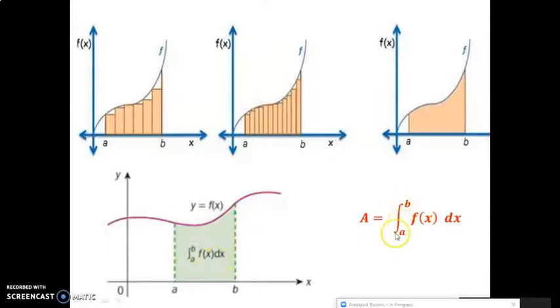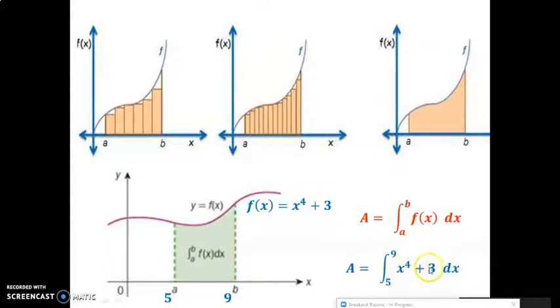And this integral symbol actually means sum. It means we're taking the sum. Okay, so let's say we knew that this function had this equation. Then that integral equation would look like this. The integral of that function from 5 to 9, let's say we also knew this point was 5 and this one was 9. So from 5 to 9, we're finding the area by taking this integral. Okay, that's where we've been.